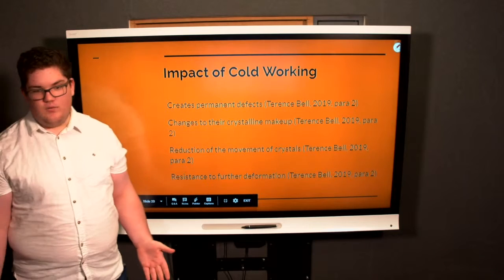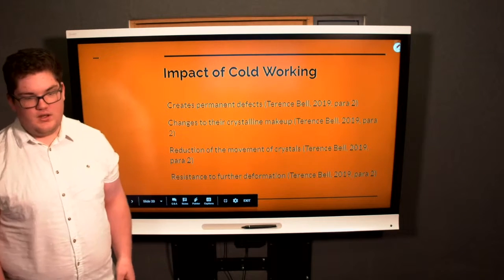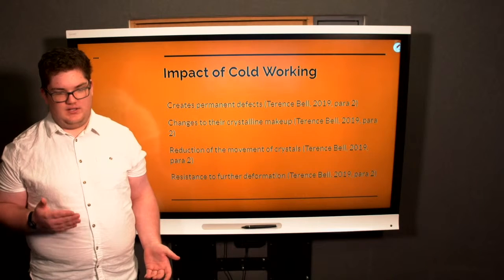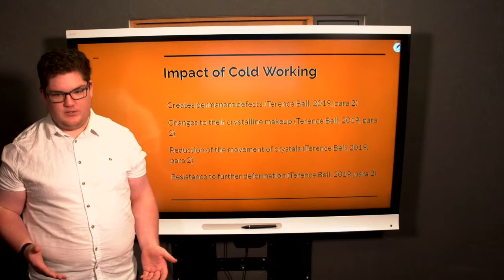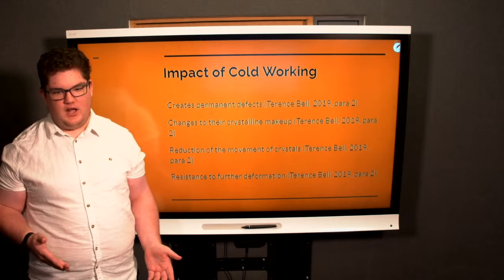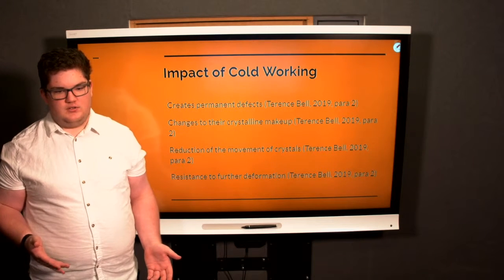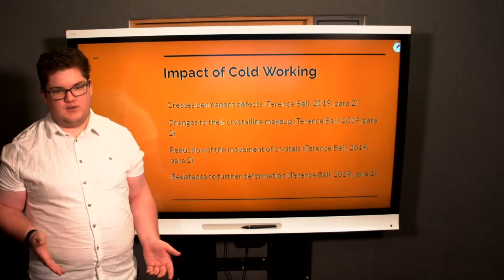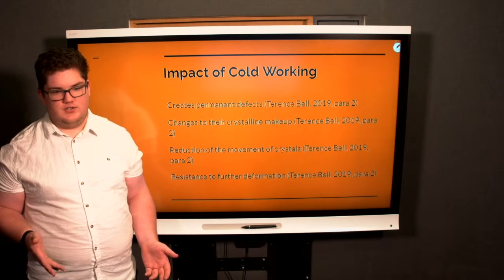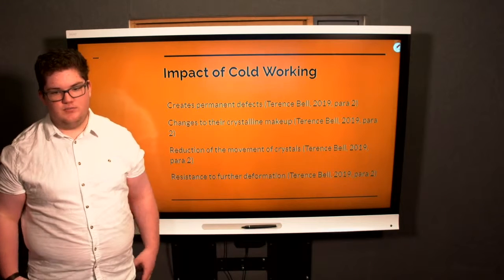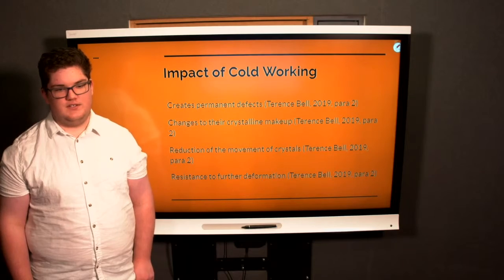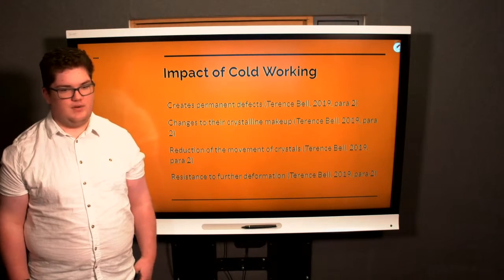So the impact of cold working is that the deformation and the defects are permanent on the metal, which results in the crystalline makeup changing. Those defects that cause the crystalline structure to change result in the crystals moving within the metal structures, which results in resistance to further deformation by other sources.